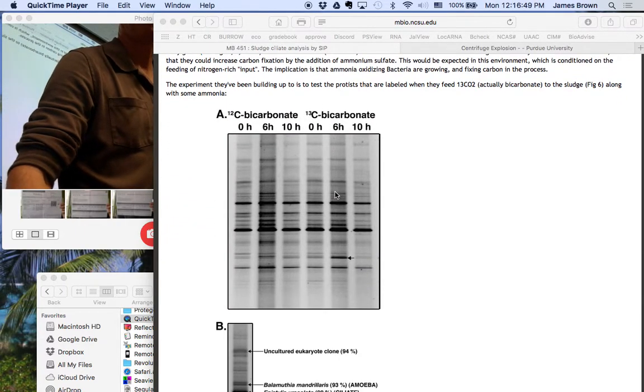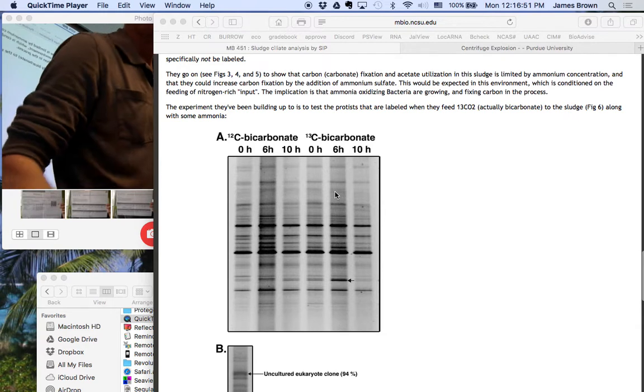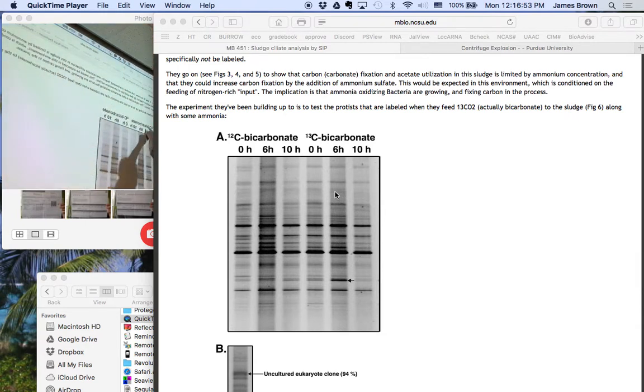So here's the experiment. They're adding C12 or C13 bicarbonate. C12 is standard isotope, so this is an unlabeled experiment. This is a control. This is C13. And so these are different time points, 0, 6, and 10 hours, and these are only the heavy fractions.